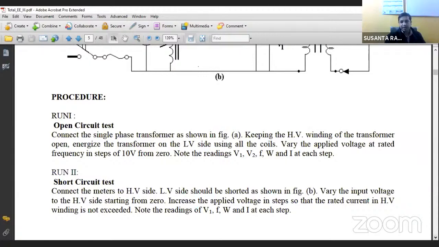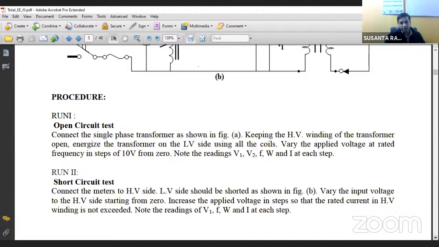Now vary the applied voltage at rated frequency. We haven't measured the frequency, but we can also measure it. If it is other than 50 hertz, we can't do anything right now, so it is immaterial to measure the frequency, but it should be done at the rated frequency. Otherwise, we have to do some correction for frequency.